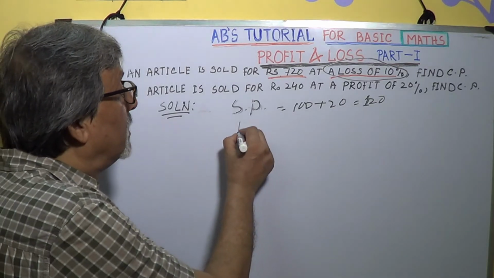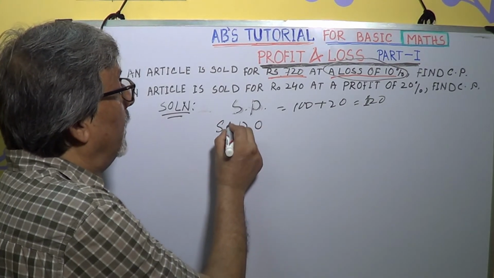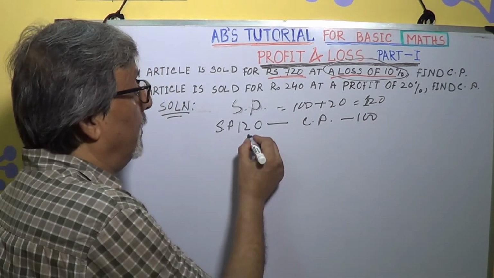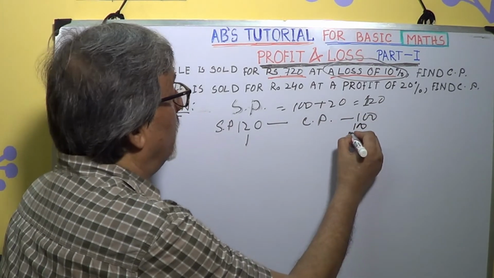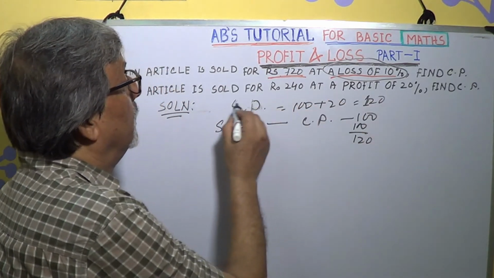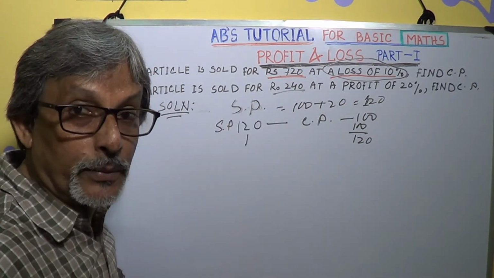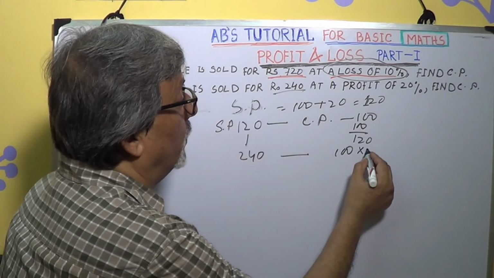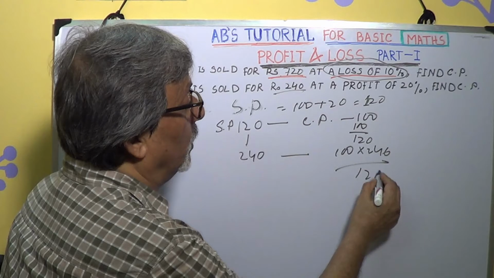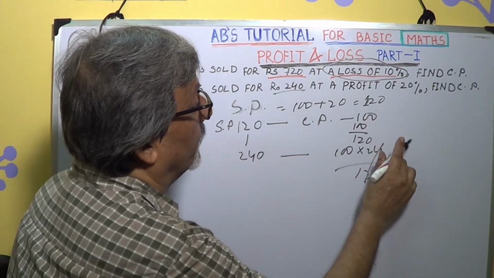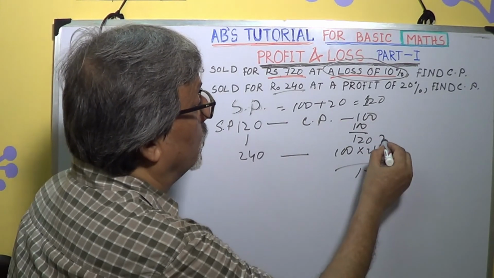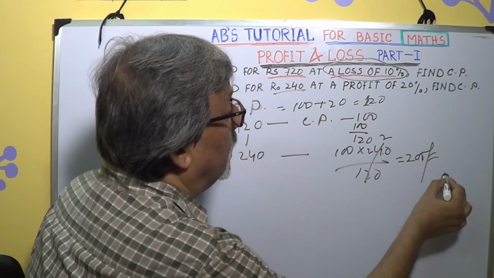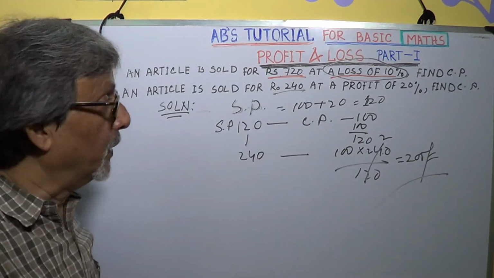Now SP is 120 when CP is rupees 100. If it is 1, it becomes 100 by 120, and in the problem they have given SP as rupees 240, so we write 100 into 240 by 120. This gives 2, so this becomes 200 rupees. 200 is the cost price.